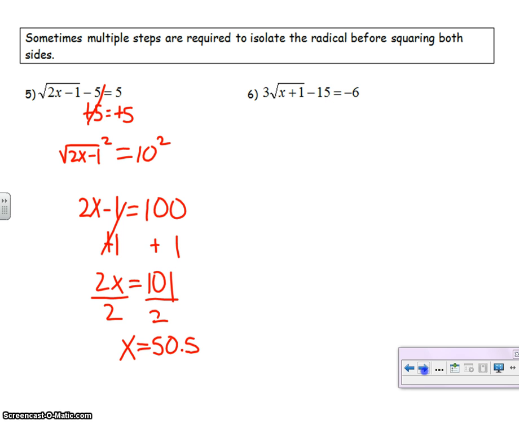If you want to leave it as a fraction, you can switch it to a decimal, however you prefer, that's fine with me. Next, we have 3 times the square root of x plus 1, minus 15. So we're trying to get the square root by itself. So first we're going to add 15 to both sides. So we're left with 3 times the square root of x plus 1 equals 9. And then we'll divide both sides by 3.